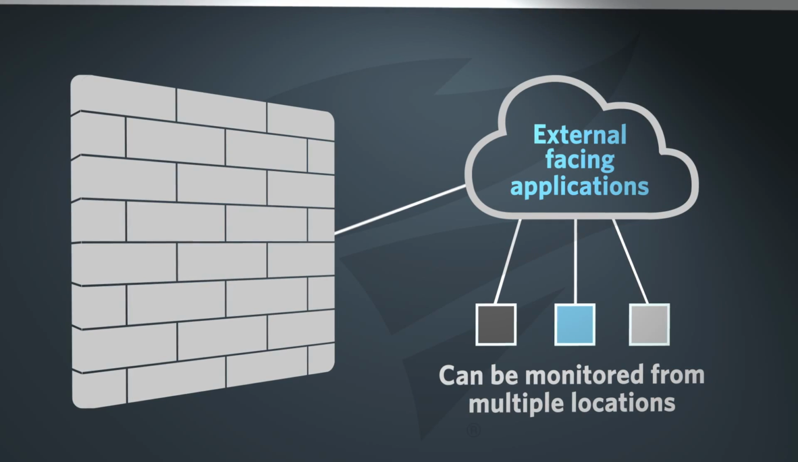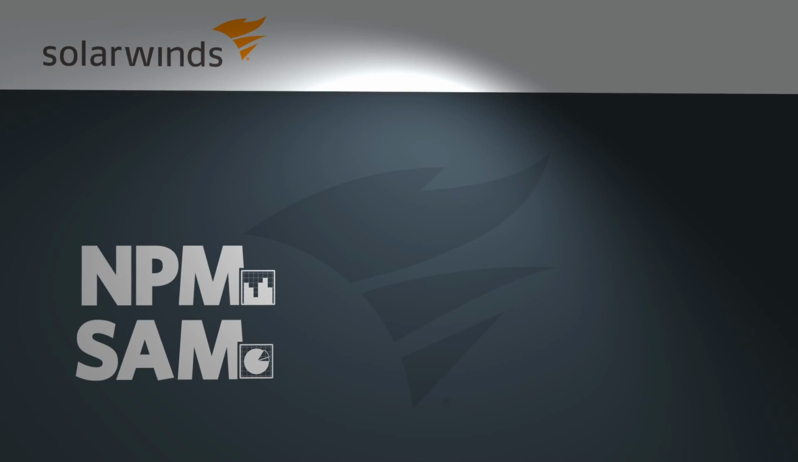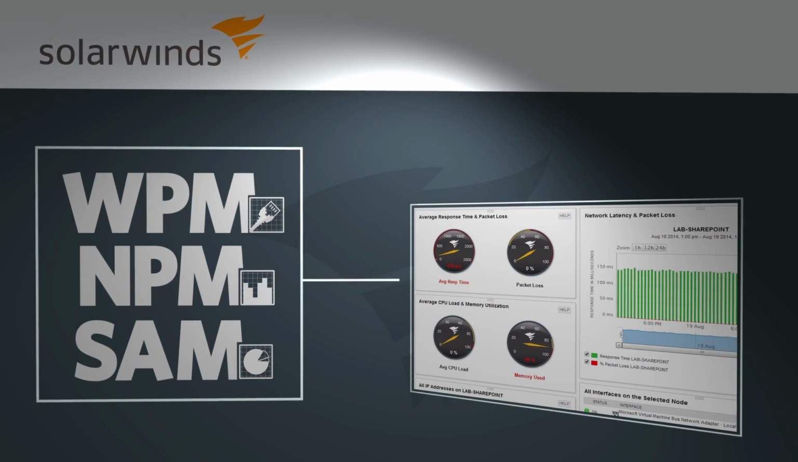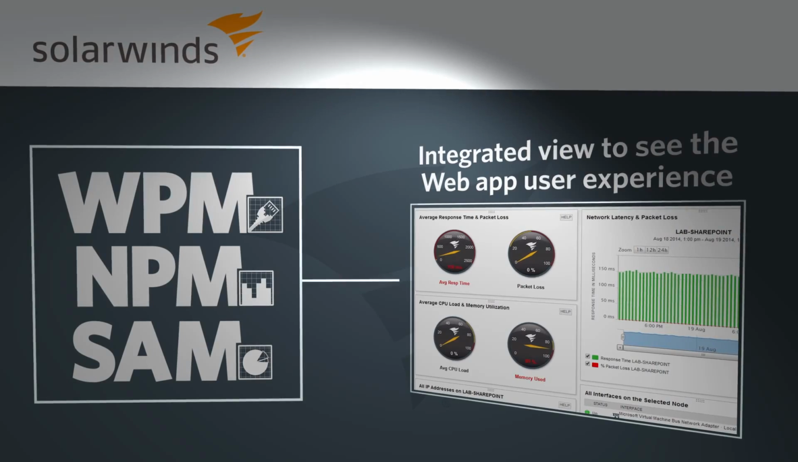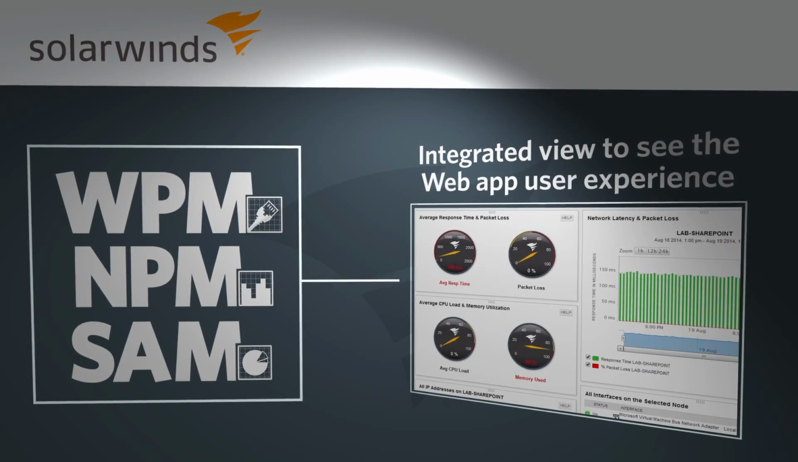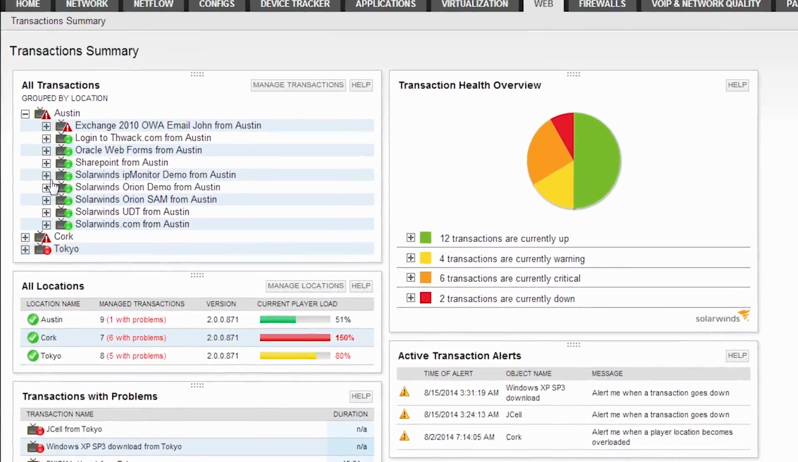When combined with SolarWinds infrastructure monitoring products, Server and Application Monitor, and Network Performance Monitor, administrators can get an integrated view to see the web app user experience and then drill into the underlying infrastructure that could be impacting the user experience. For example, let's look at the SolarWinds.com website.